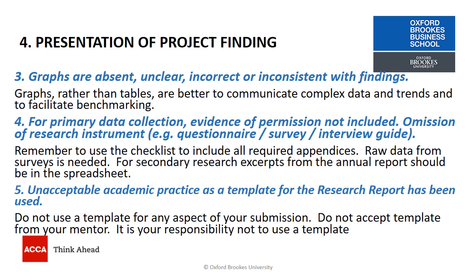If you've undertaken primary data, it may be that you have forgotten to include some things, such as your permissions letter, or you've not included your research instrument, or you've not included your raw data. If it's secondary research, then make sure that you have some kind of excerpts from the annual report, and it's easiest if these are included in the spreadsheet.